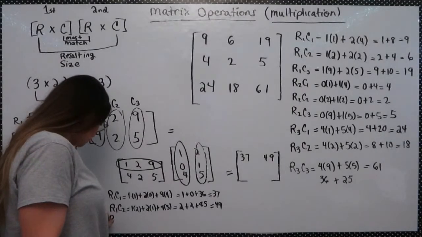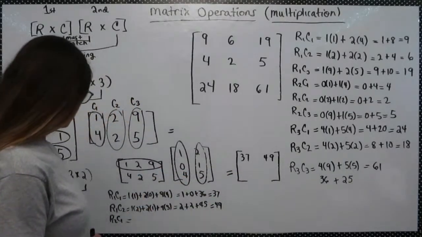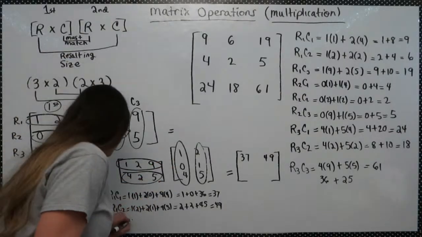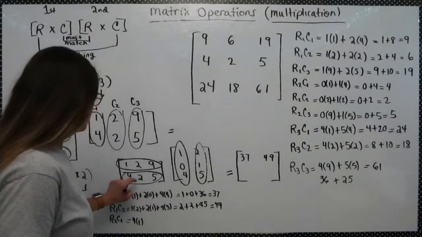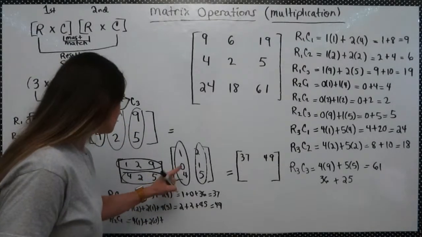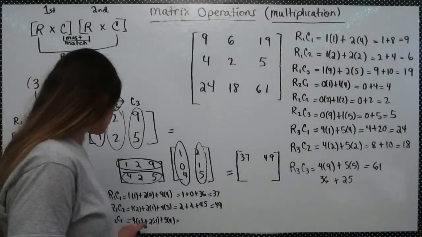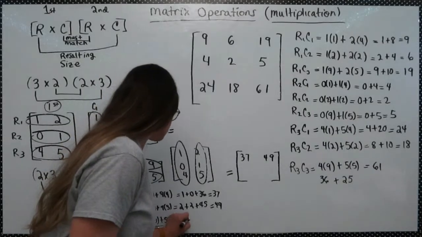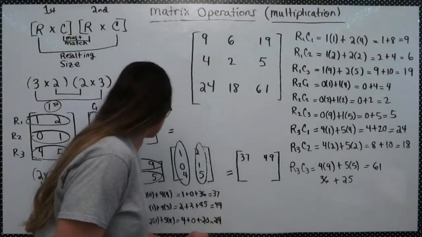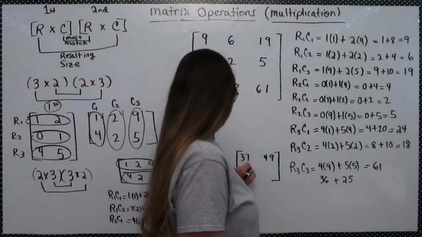So we've got row 2, column 1 now. Row 2, column 1 is going to go right there. And we're going to use row 2, column 1. So it's 4 times 1 plus 2 times 0 plus 5 times 4. So we've got 1 times 4 is 4, 2 times 0 is 0, and 5 times 4 is 20. So this one's giving me 24. And it's row 2, column 1, 24, right there.